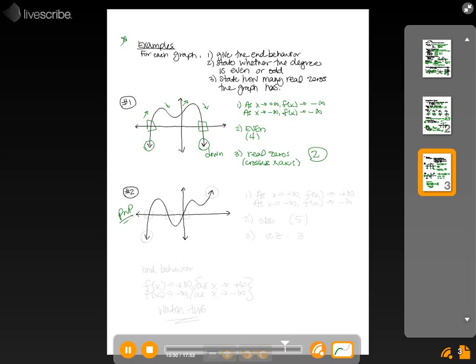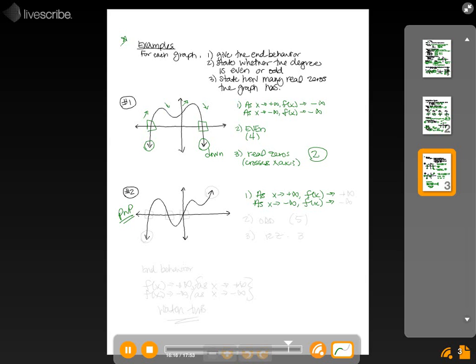I want you to try it on your own. 3 parts to it. So pause the pencast, see if you can figure out each part, and then come back and check your answer. Alright, let's real quickly go through these. End behavior, again, is always the same. As x goes to positive infinity, f of x goes to, and then as x goes to negative infinity, which again is the left side, f of x goes to.